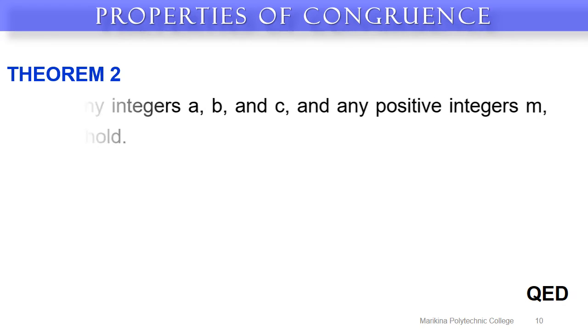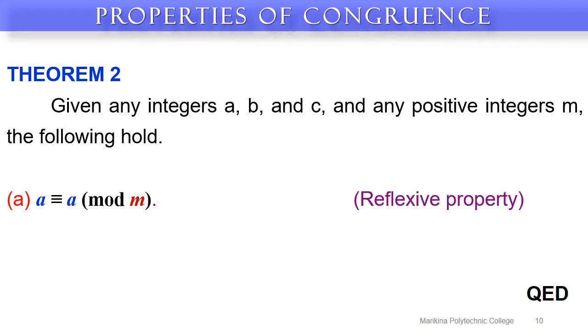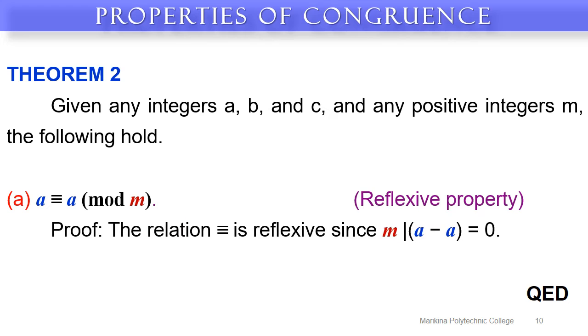Theorem number 2. Given any integers a, b, and c, and any positive integer m, the following hold. First, a is congruent to a modulo m. For our proof, the relation is reflexive since m divides a minus a equals 0. So, for reflexivity, on division by m, any number leaves the same remainder as itself.